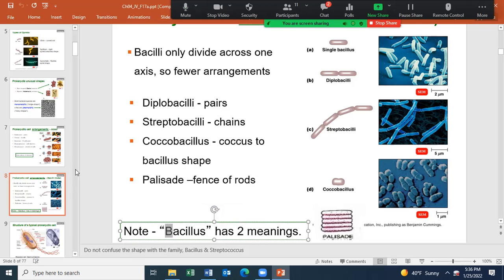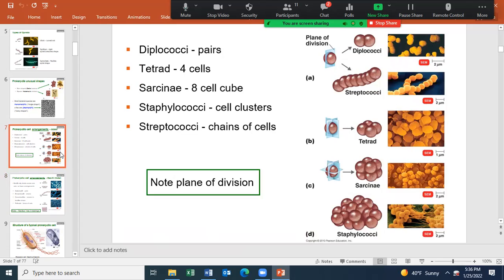Okay, everything in the genus Bacillus is rod shaped, right? Right. And then there's the genus Streptococcus, and it is cells with streptococci. But what about the other ones, the pair, the 4, the 8, and the cluster? Yeah, there's no genus with those names.